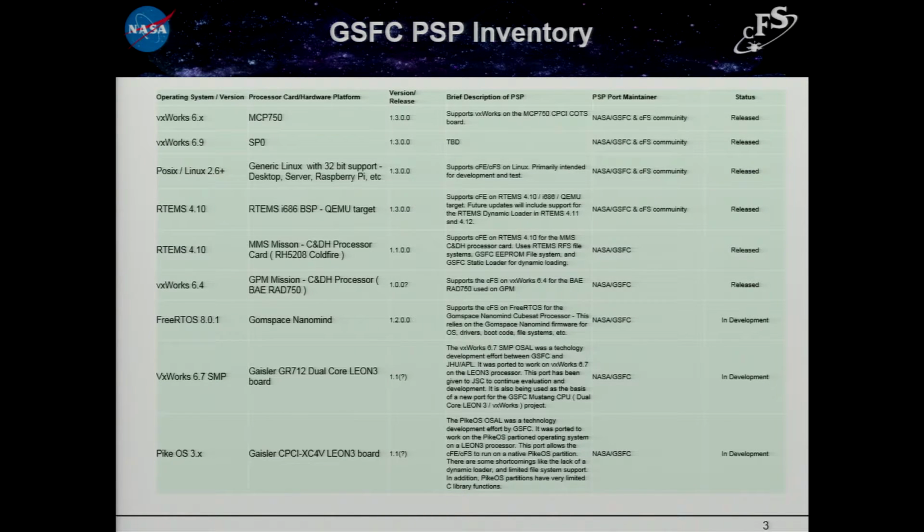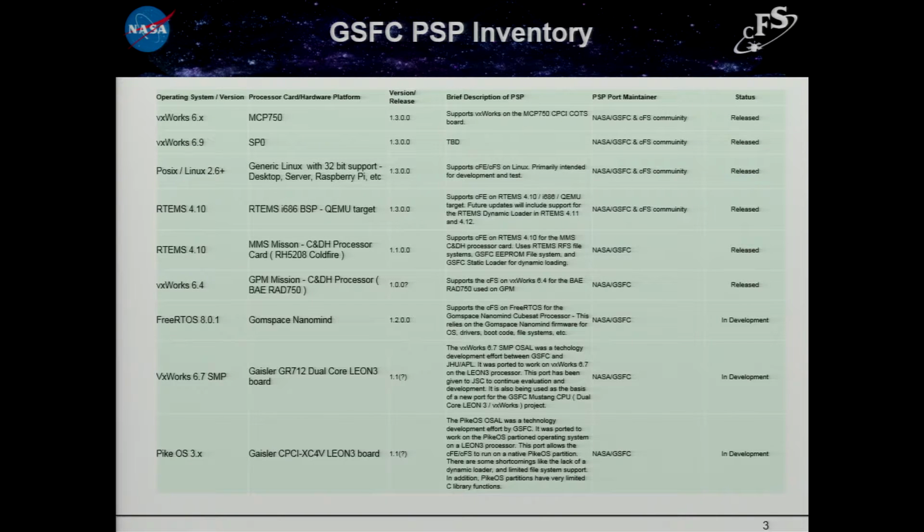But I'll talk more about the RTEMS support in a minute, because I'd like to update that as well for the latest. And then we had VxWorks 6.4 on GPM, which was a BAE RAD750. And of course, the FreeRTOS CubeSat project I'm working on. And this is the PSP for the VxWorks SMP work we did. And of course, the PikeOS that I did, which was on a Leon 3 development board as well.